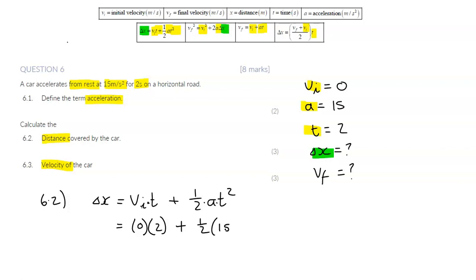Acceleration is 15. And then we have time squared. And now I have an answer of 30 meters.